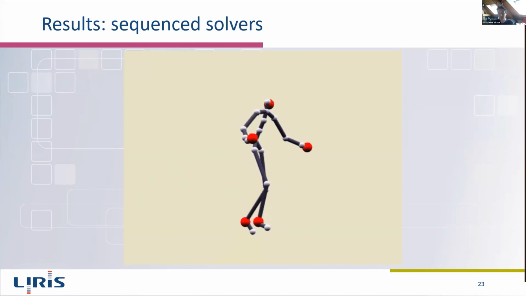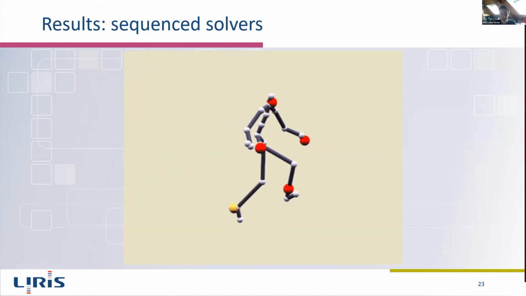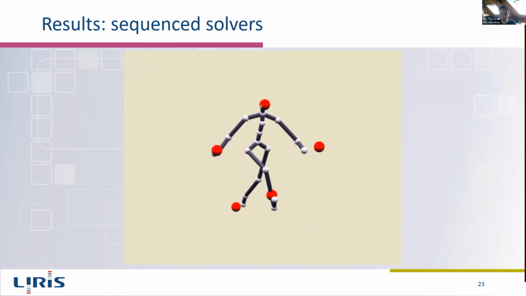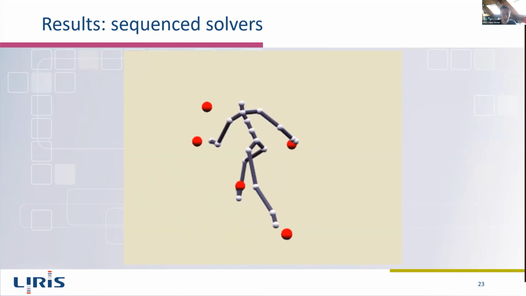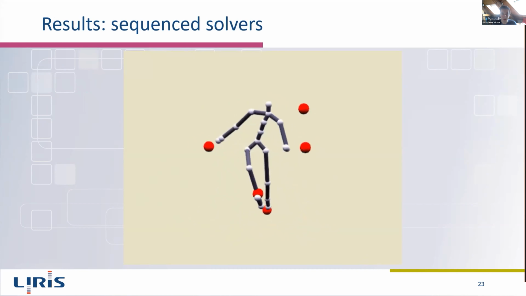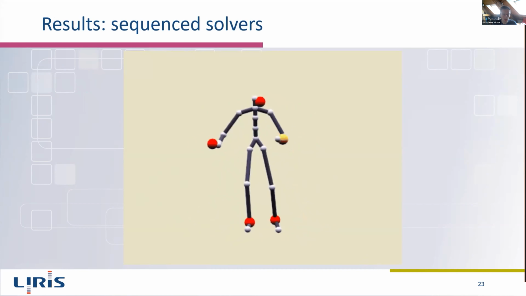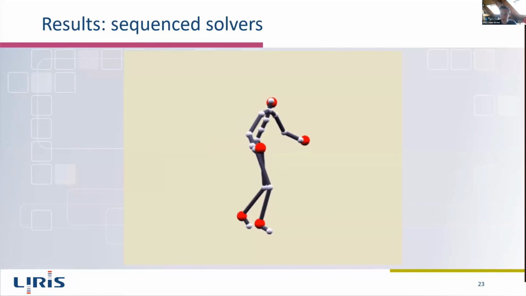Here are the results with multiple solvers. In this example, I have 3 solvers, one for the 2 hands, another one for the head, and then one for the two ankles. We can also, in this example, see that it works quite well.